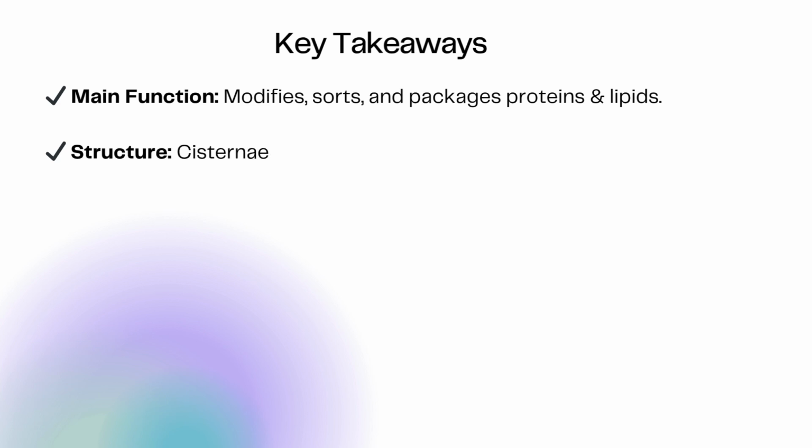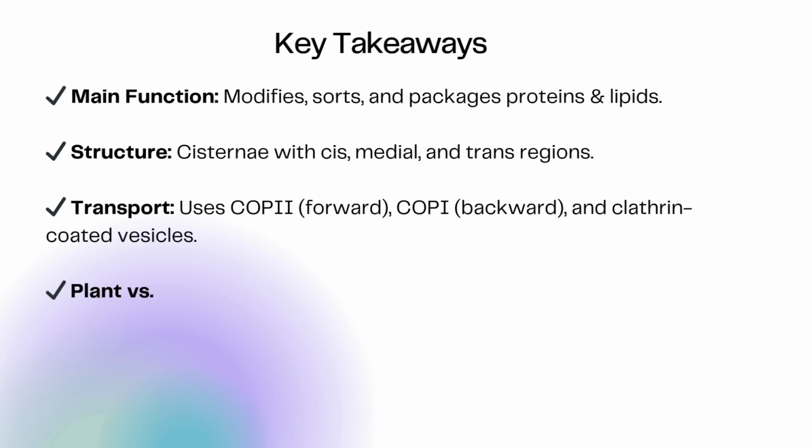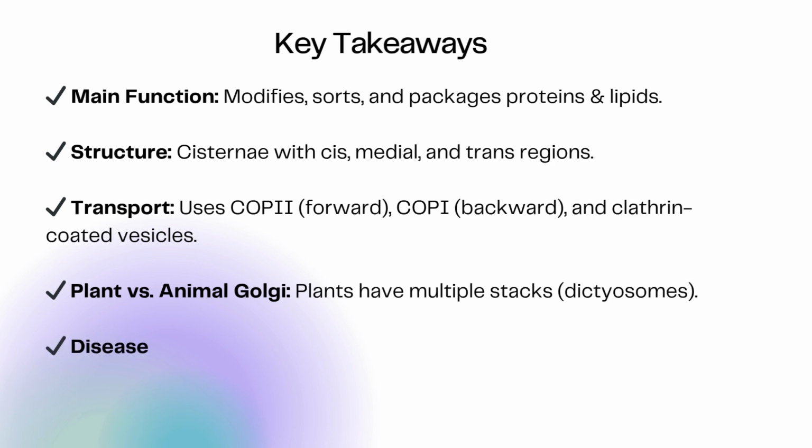Let's quickly summarize what we have learned. The Golgi apparatus modifies, sorts, and packages proteins and lipids for transport. It consists of stacked cisternae and operates with distinct regions, the cis, medial, and trans phases. Transport between compartments is managed by vesicles coated with COP2, COP1, or clathrin, depending on the direction and the destination. In plant cells, the Golgi apparatus appears in multiple stacks and plays a role in cell wall formation. When the Golgi does not function properly, it can lead to metabolic disorders and neurodegenerative diseases.